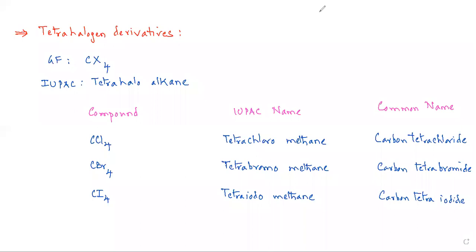So these are mono, di, tri, tetra halogen derivatives. Let us take some other examples. Look at this.